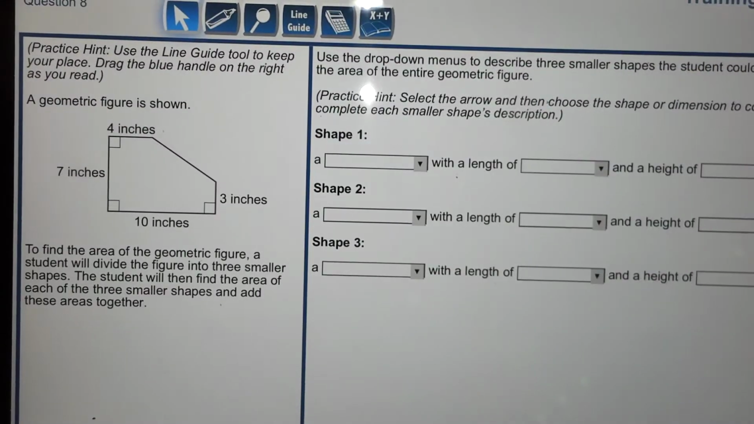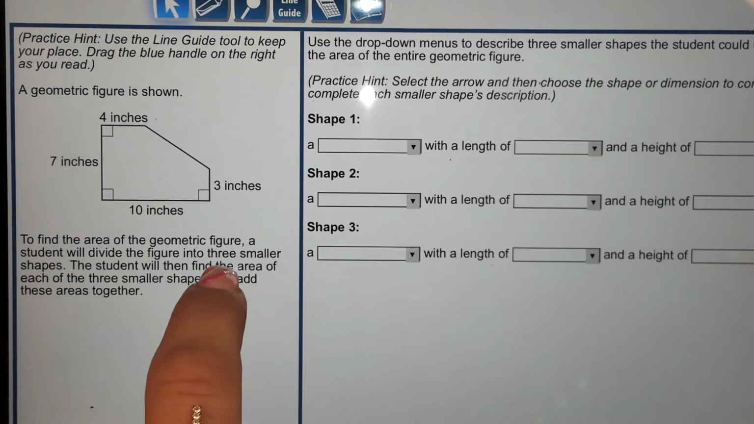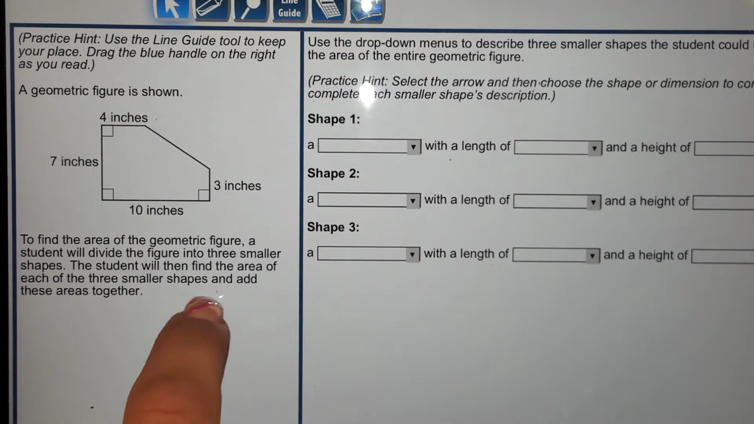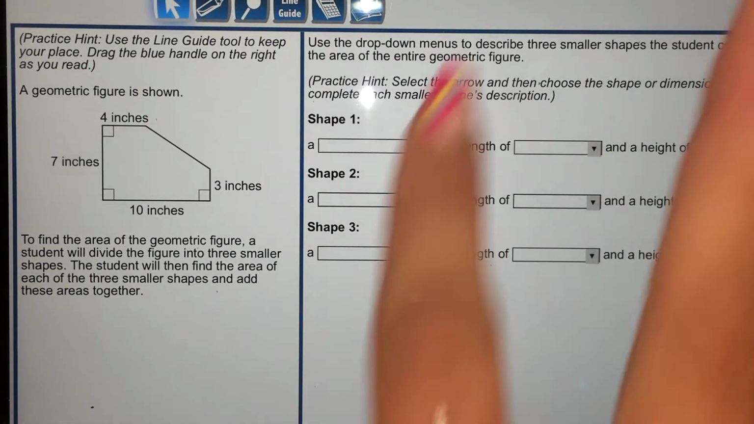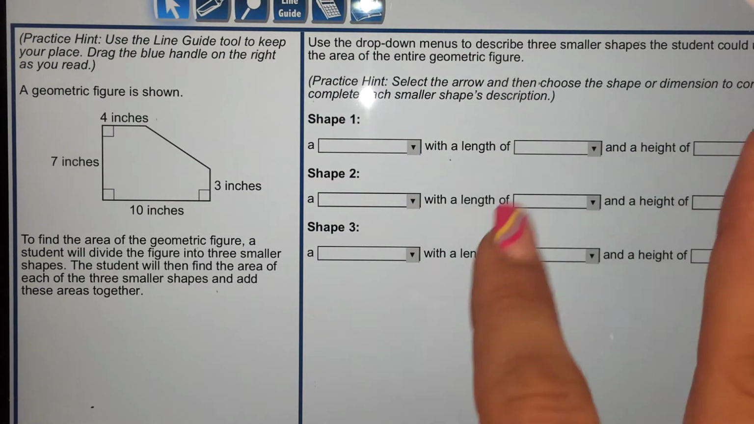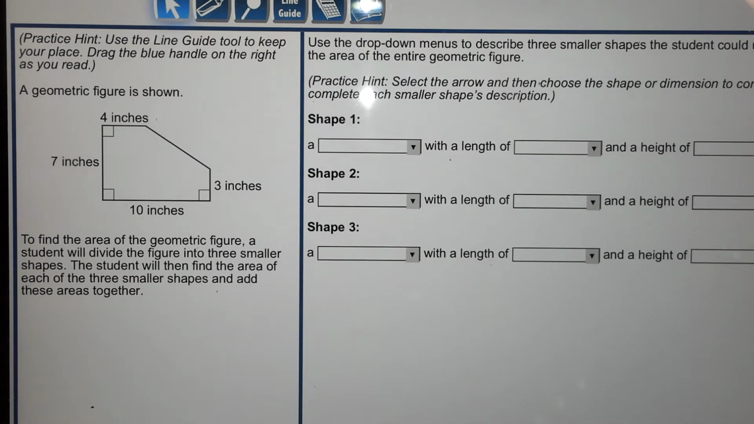This one. But I need y'all to start reading your directions. It said to find the area of this geometric figure, the student has to divide it into 3 smaller shapes. The student then finds the area of the 3 smaller shapes and adds them together. It didn't ask us to find the area. It asked us to find what 3 shapes he made and how he was going to find the area by finding their length and their width. Pay attention to what I'm saying on this question.